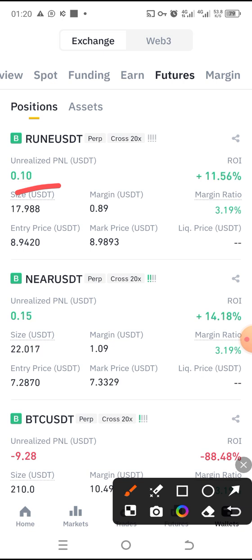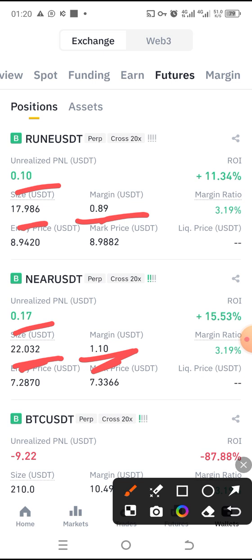Because of the kind of settings and money management discipline that you created. So this is 0.15 as in profits. And if you look at this, I'm also trading with $1 here. The system is trading with $22, but I'm trading with $1.1 here. So here I'm trading with $0.89, while the system is trading $17.98 for me because of the leverage.